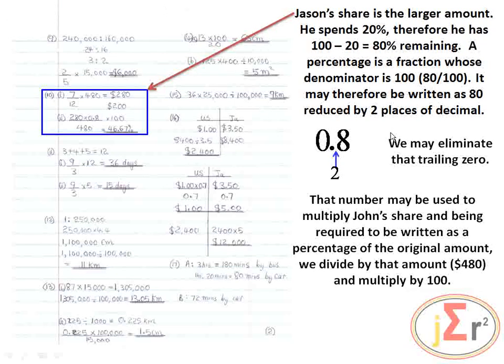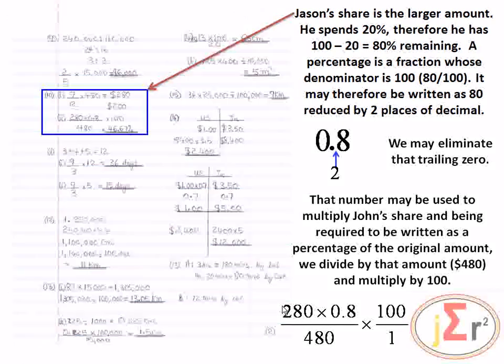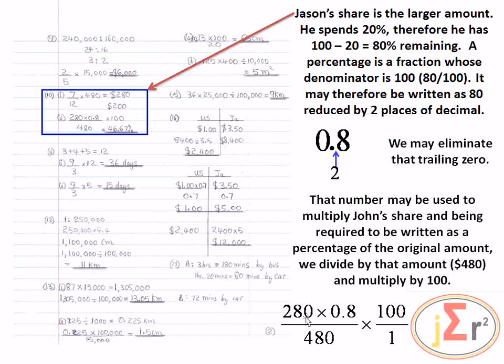That number may be used to multiply Jason's share. Remember that Jason's share is reduced by 20%. So it is now 0.8 of what it was before. So this is what it was before. Remember that Jason's share was the larger amount. This is what it was before. Now it is 0.8 of that amount.